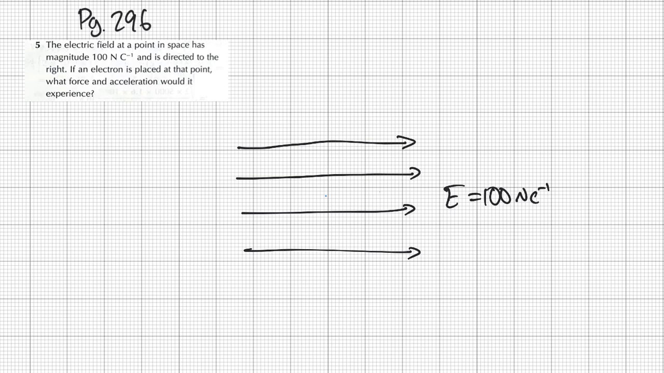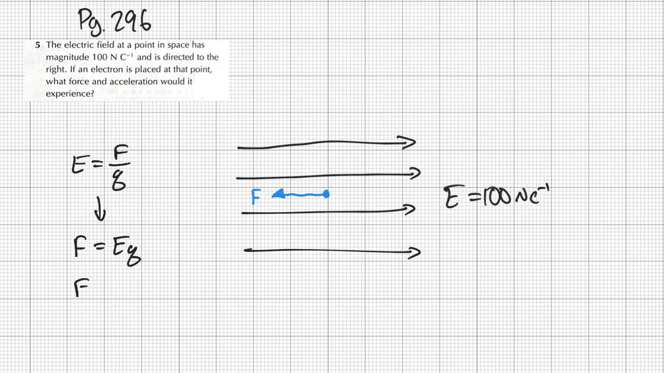Then, if we have an electron there, remember that a negatively charged object experiences a force in the opposite direction of my electric field. That's because an electric field points in the direction of the force that would be acting on a positive charge. Now, what we know is that the electric field is equal to the force per unit of charge. And so if I want to solve for force, I'm simply going to rearrange that equation so that we have force equals electric field times the charge.